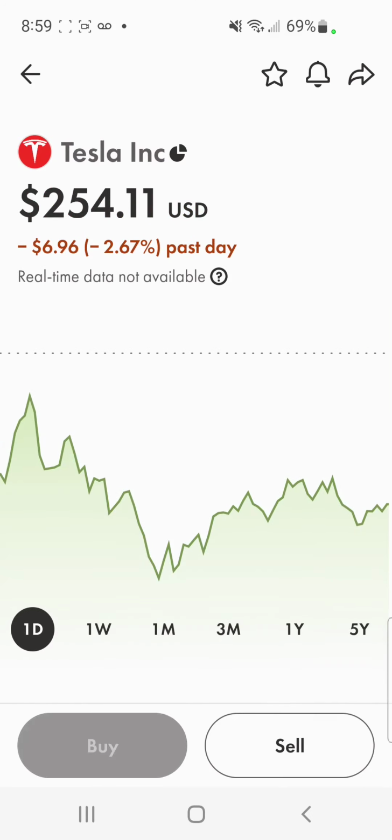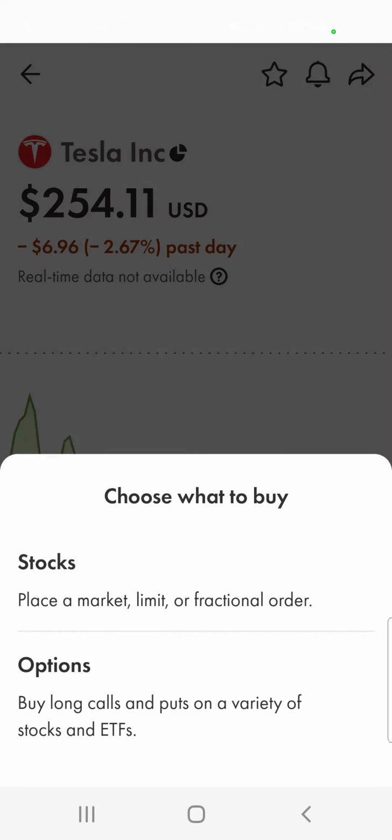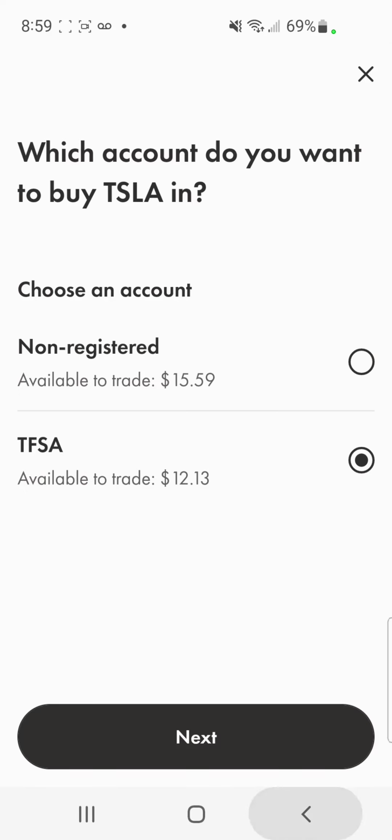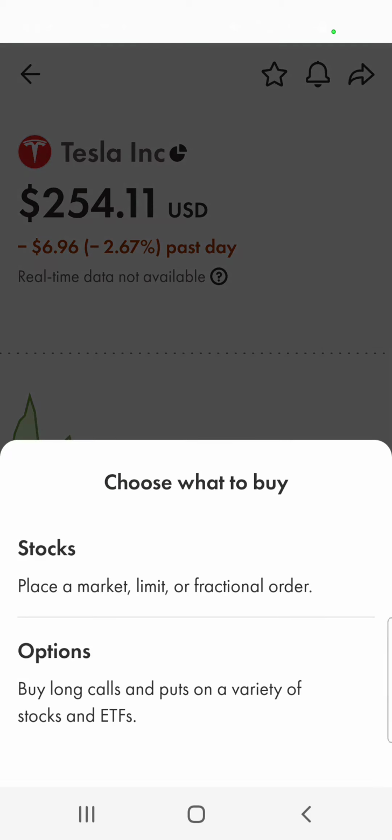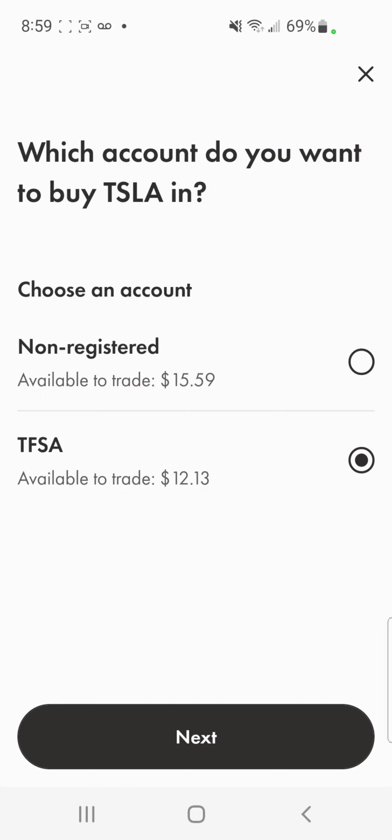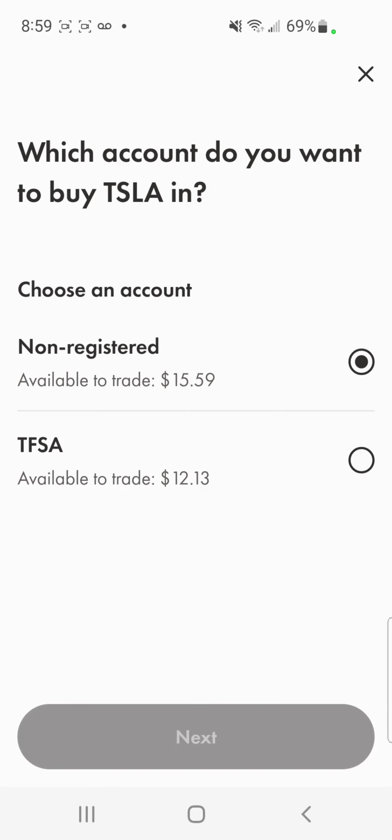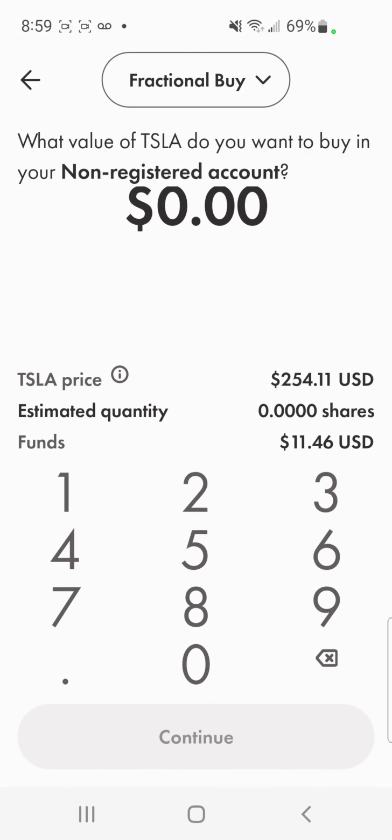So I'm going to click buy. And you see I can choose either stocks or options, but I'm going to choose stocks just to show you. It's going to ask you what account you want to buy this from. I'm going to say non-registered account. Go next, and then at the top we have different buying options.